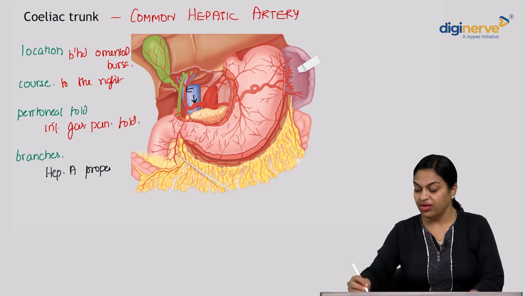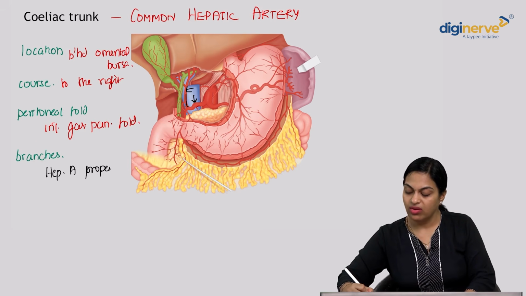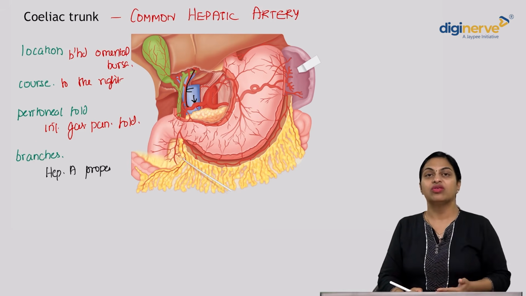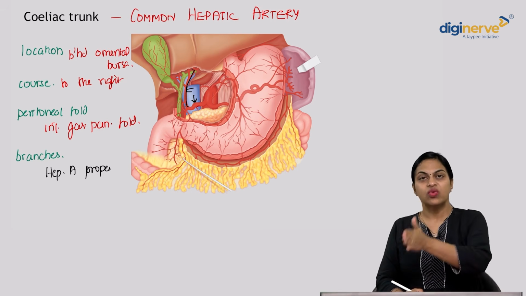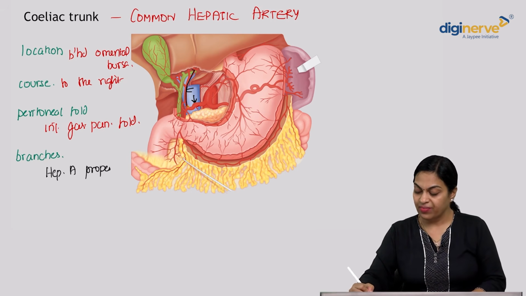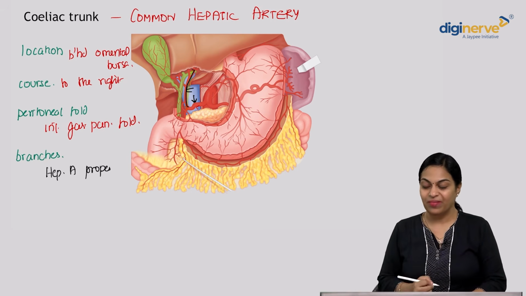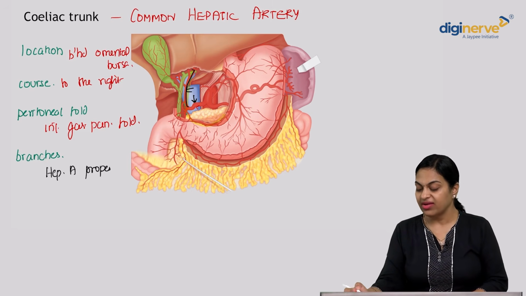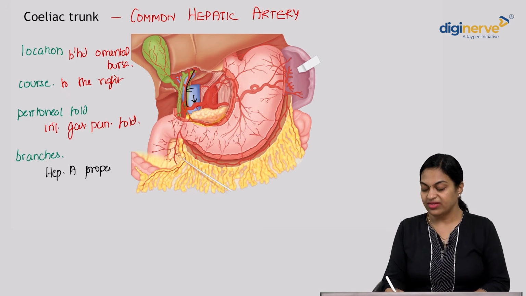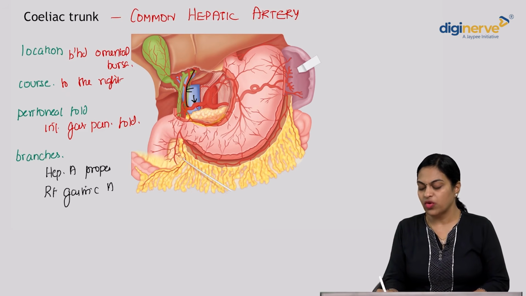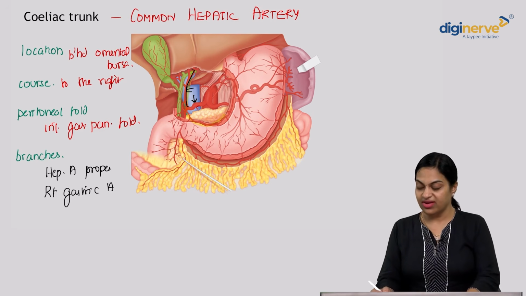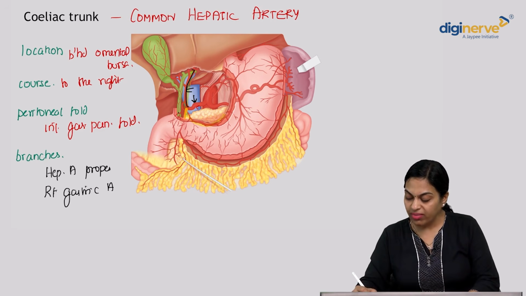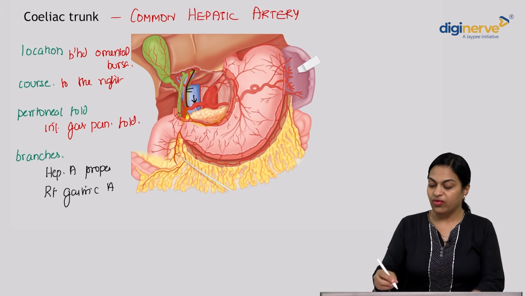The hepatic artery proper, you can see here running along the free margin of the lesser omentum, just to the left of the common bile duct. And then it gives the right gastric artery. This right gastric artery enters the lesser curvature to anastomose with the left gastric artery. One more branch goes behind the first part of the duodenum, behind the head of the pancreas.